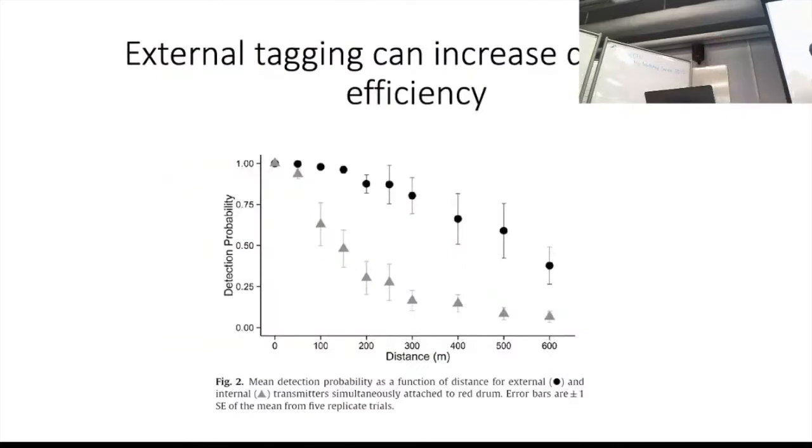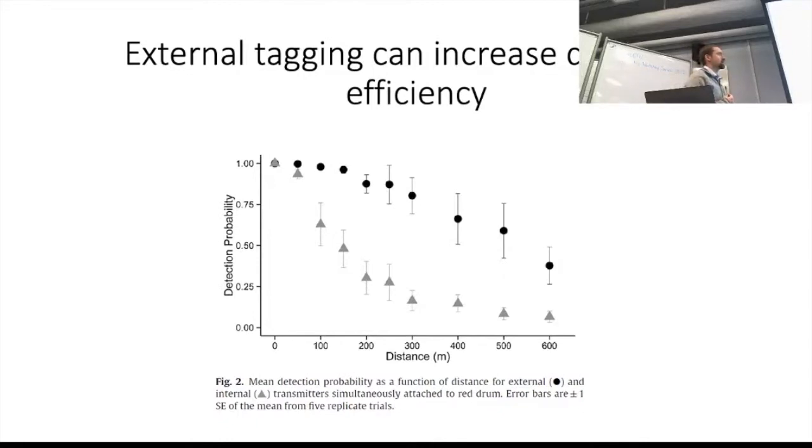And this is what we get. The internal tagging is the gray. The external tagging is the black. Now granted, we only did this in a very specific environment with only one type of fish. So whether this translates to all these other studies, I'm not sure. But certainly we had very strong evidence, and we saw this in several trials and several ways of doing things. We got the same result.